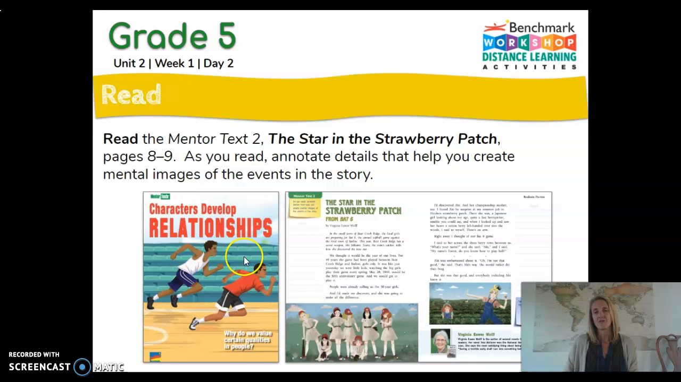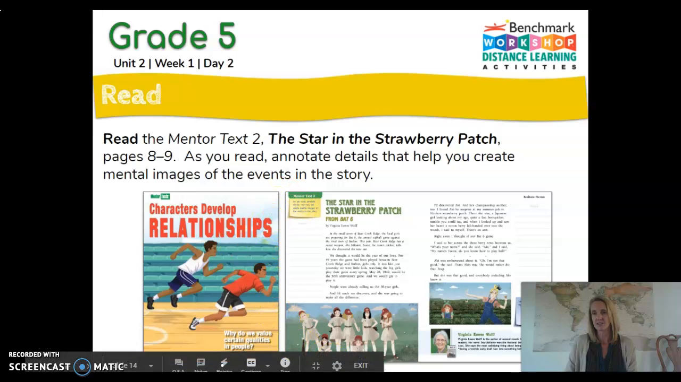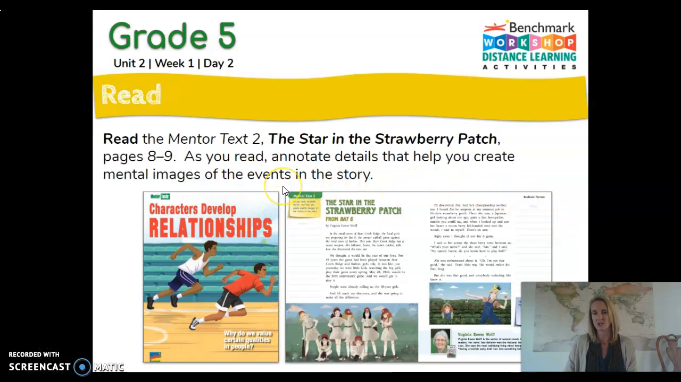Our focus text today is called The Star in the Strawberry Patch, and it's on pages 8 and 9. It looks similar to what we see here in this picture. As you read today, you're going to annotate details that help you create mental images of the events in the story.